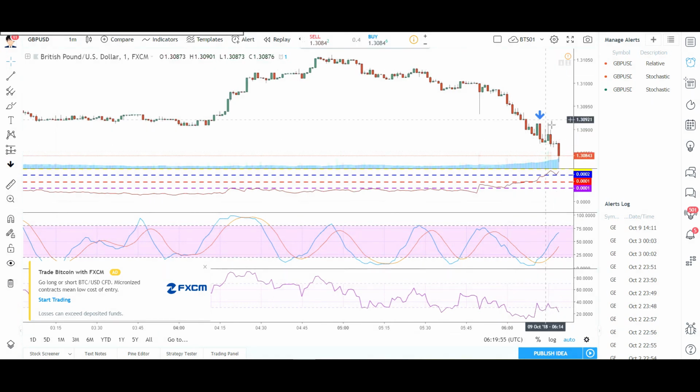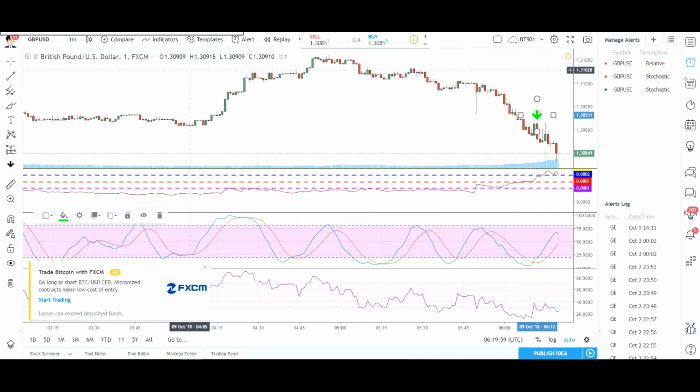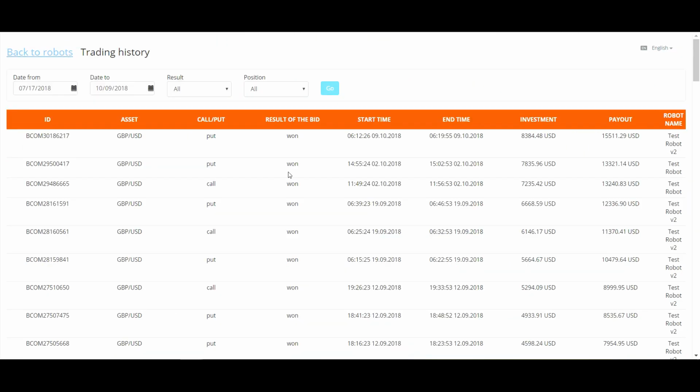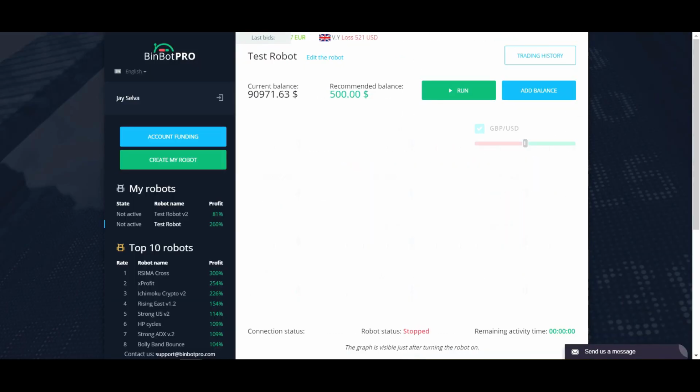Alright, so let me fast forward. Alright, so yeah, we definitely won this trade. So expire at 6:19. As I was saying, this is definitely a good put trade, even though the stochastic cross happened in the lower channel.